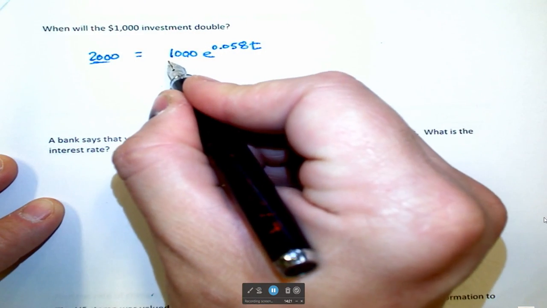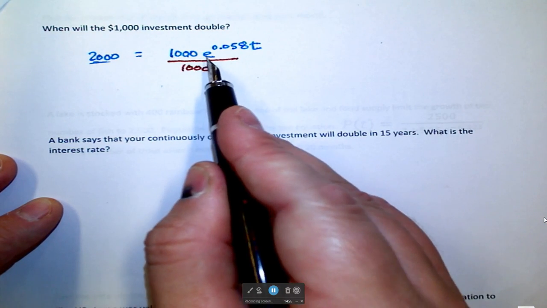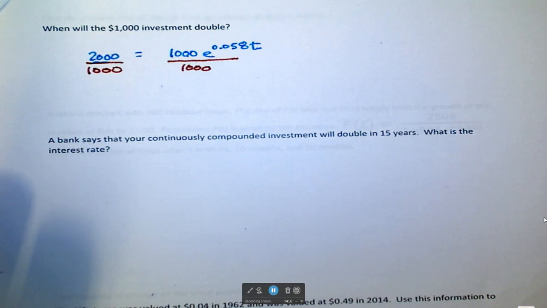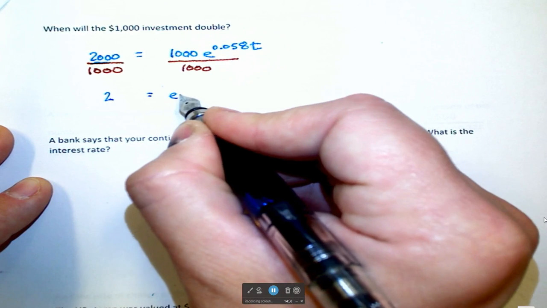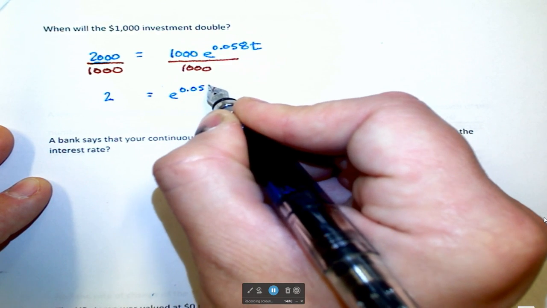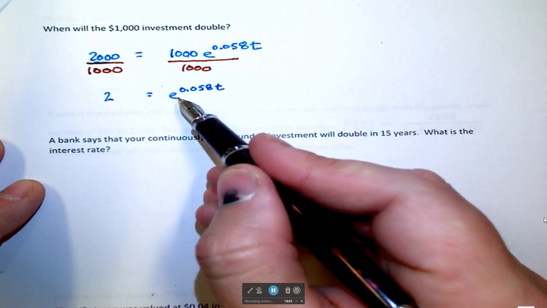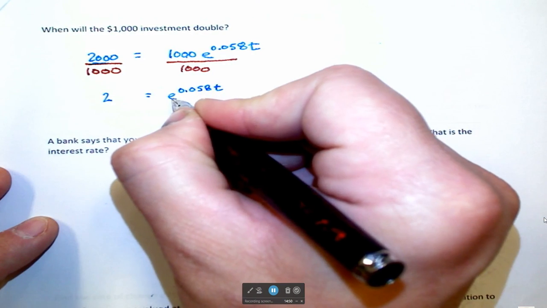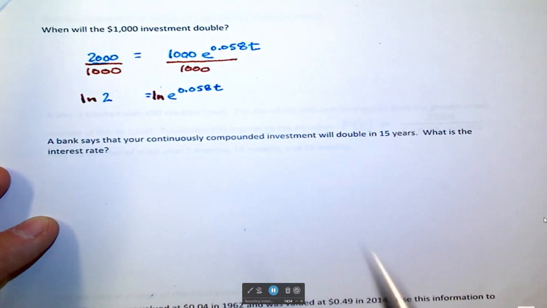Okay? So the first thing I'm going to do is divide by 1,000. Why? Because it says 1,000 times e to the whatever. Now, lucky me, and you're going to see this kind of happened on the last problem we did, this is going to end up with 2 equals e to the 0.058t. Now, same thing. I want to get rid of e. This is an exponential function. To get rid of an exponential function, we use logarithms. This is an e, so we're going to take log base e of both sides.